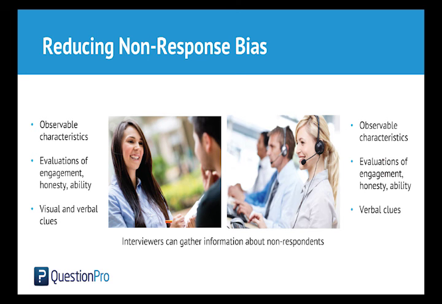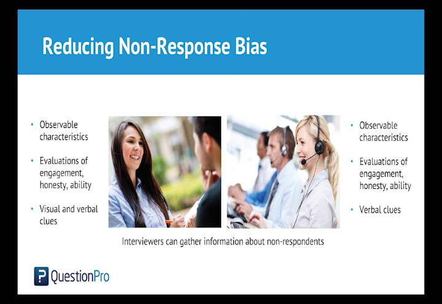And whether it's done through an intercept type environment on the left or via telephone on the right, there are a number of characteristics that can be captured about those non-respondents that can help in understanding, again, what are those correlates of non-response. Things like just observable characteristics. Were non-respondents more likely to vary by gender, age, sex, ethnic background, etc.?